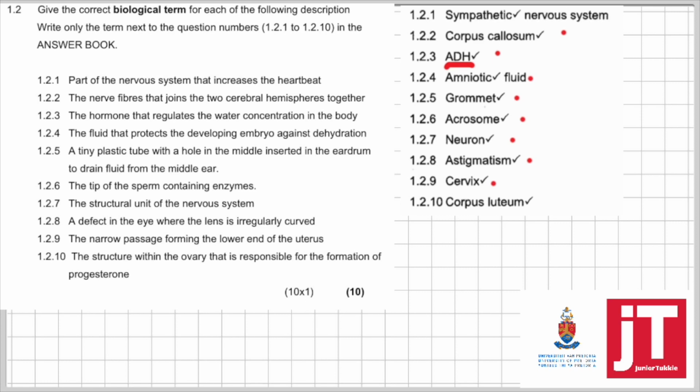And then the last one, 1.2.10. The structure within the ovary that is responsible for the formation of progesterone, that we know is the corpus luteum. Be careful here. You can see there's corpus callosum and corpus luteum here. Concentrate when you're writing and then check your work after you've written the term.